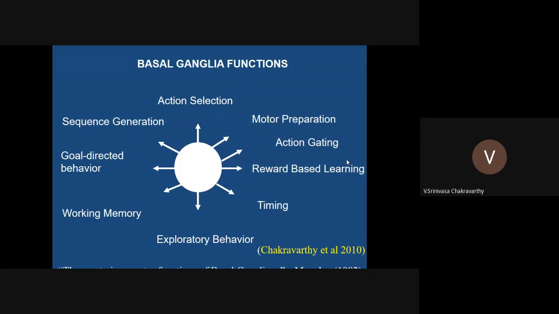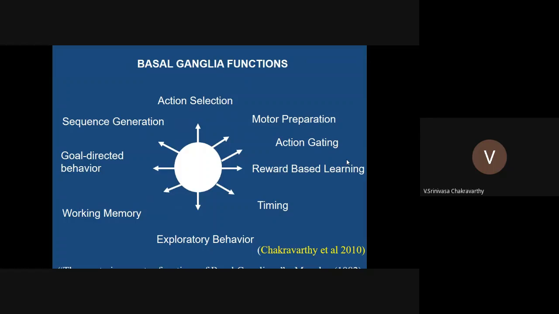Similarly, action gating and reward-based learning. We often learn by reward. Why have we taken this course? One reason is pure love of knowledge. Another is getting a good grade, hopefully, and getting admission in some good university for higher studies, and that's a reward. So we do things for reward. We do learn for the sake of reward. That is reward-based learning. So how does it work? How does the brain conduct all that?